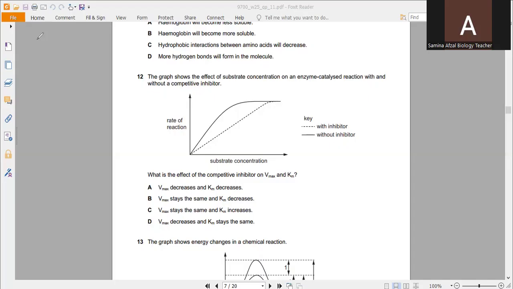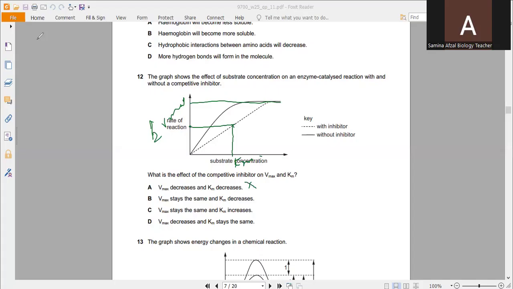So if we draw the line, this is the maximum velocity and this is the half velocity. So the half Vmax here will be the Km. So you can see Vmax decreases and Km increases. If Vmax is decreasing, the Km is increasing.